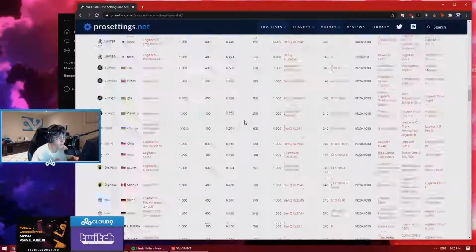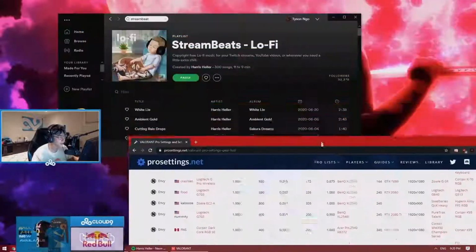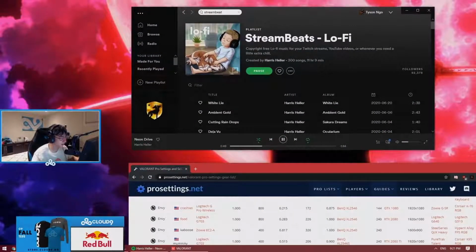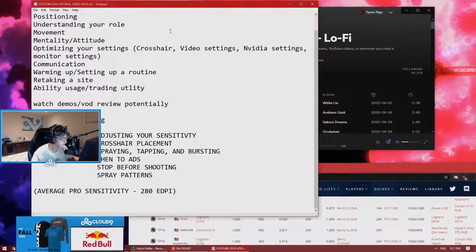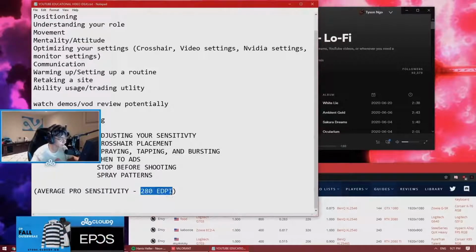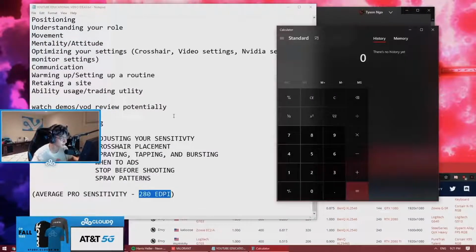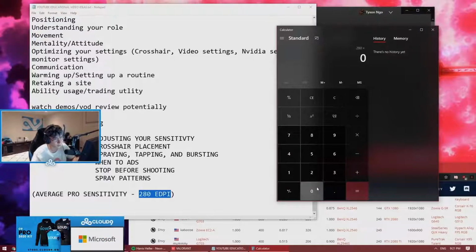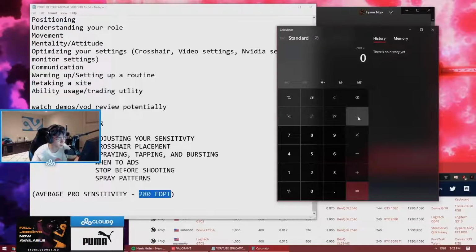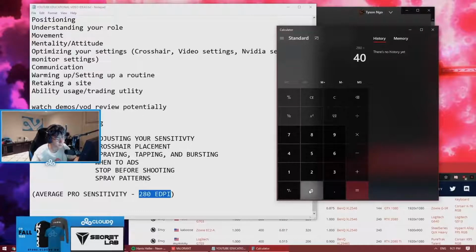I put it into an average number calculator, and right here, down below, I added it up. The average pro sensitivity is 280 DPI. I rounded up because it was like 276, so I just rounded up to make it a nice number, so you're not dealing with really wonky numbers. So 280 DPI, you want to divide that, sorry, not times, 280 divided by 400. You start off with 0.7 as the base sensitivity.